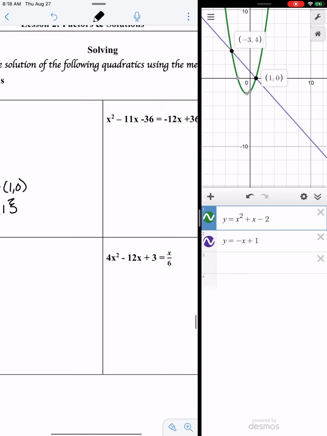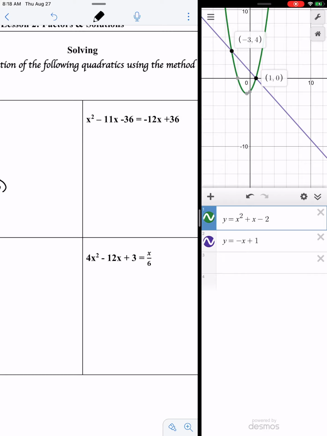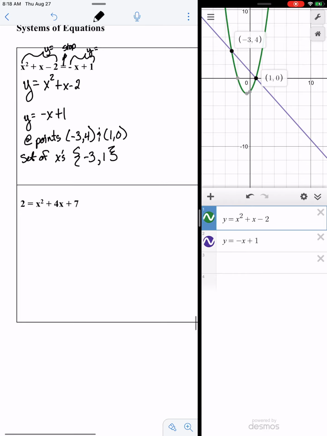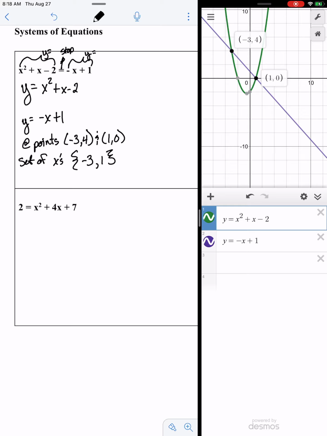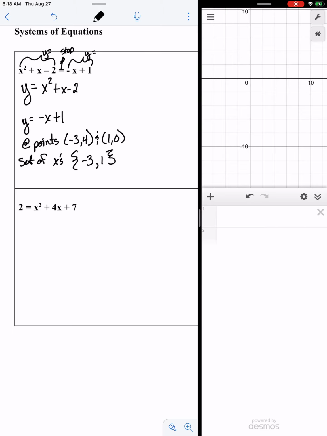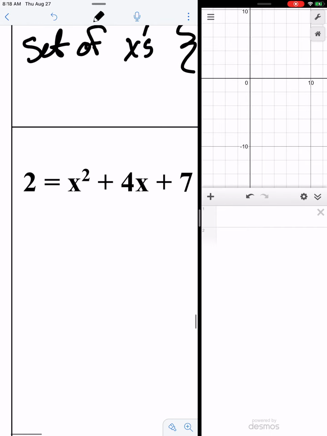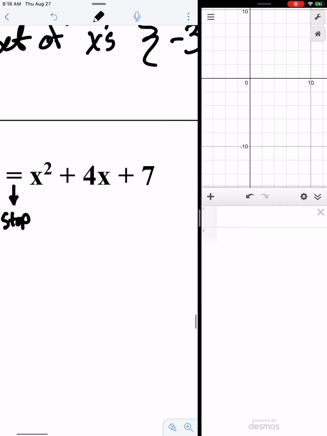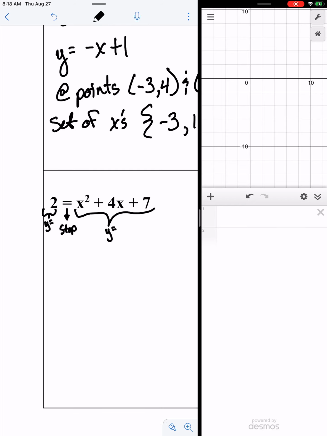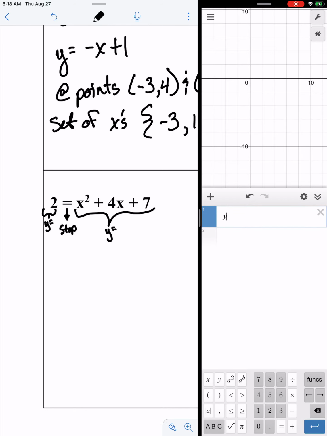So we'll go do another one. I'll just do the one below it. So again, whatever's on the left, I get to my equal sign, so I'm going to stop. And then whatever's on the right, all of that goes into a y equals. So y equals 2. I'm going to stop. Now I'm going to start a new y equals.